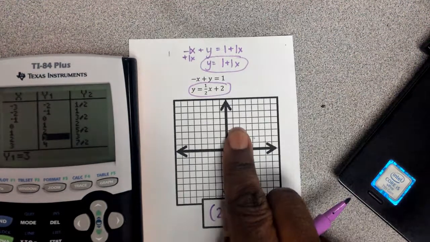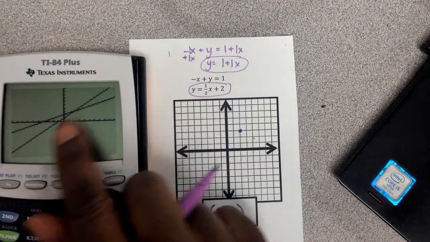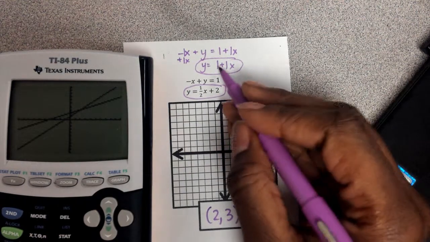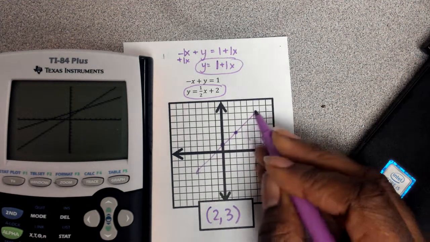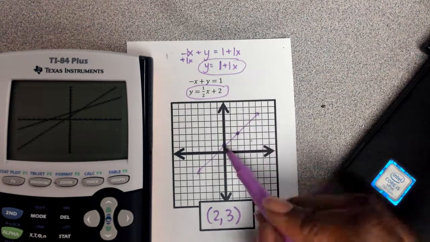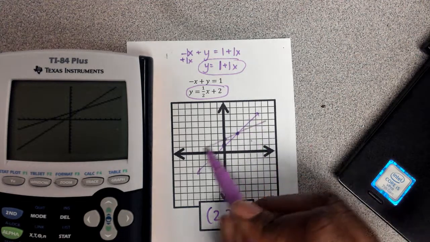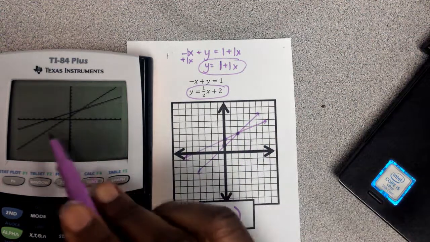And now when I want to graph them, I can look back here. I know it should look something like this. The y-intercept is 1 for this one, so I know that one has to go like that. And the other one has a y-intercept of 2, so I know that one looks something like that. And yep, that's exactly what my graph looks like here.